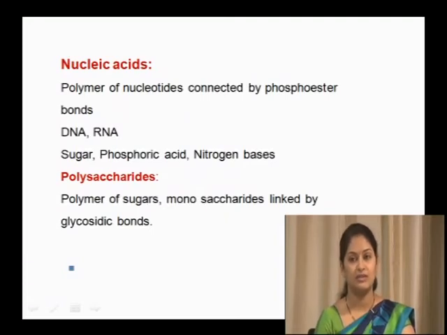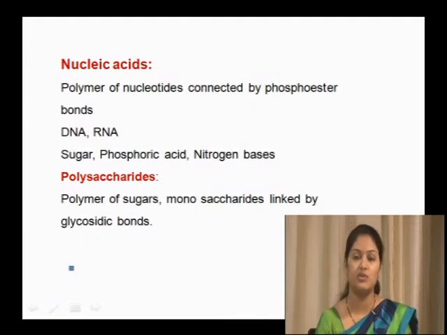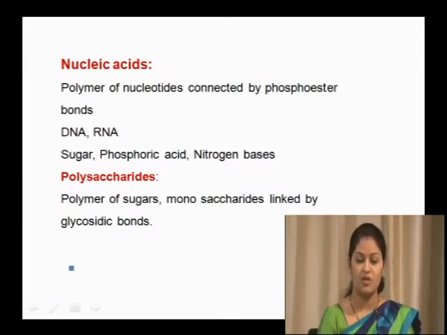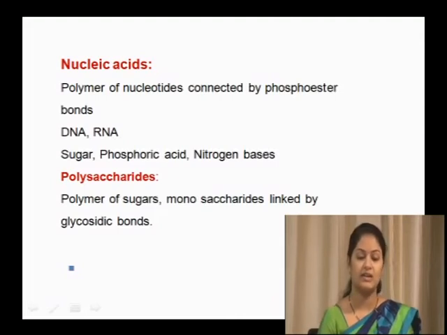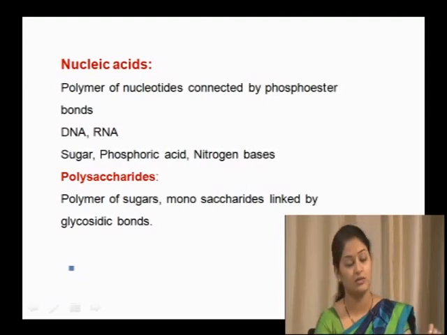The next polymer is nucleic acid, which we consider the genetic material, and these are polymers of nucleotides connected by phosphoester bonds. The types of nucleic acids are DNA and RNA, and all kinds of nucleic acids are made up of sugar, phosphoric acid and nitrogen bases. The last category of biomacromolecules is polysaccharides. Polysaccharides are polymers of sugars. They contain monosaccharides which are linked by glycosidic bonds.